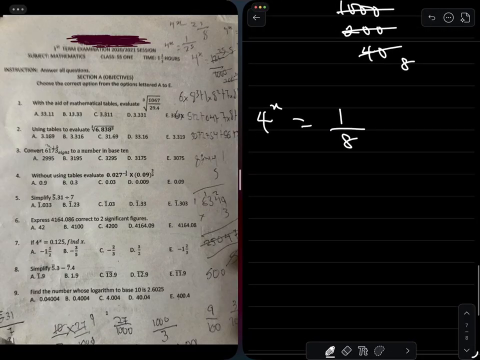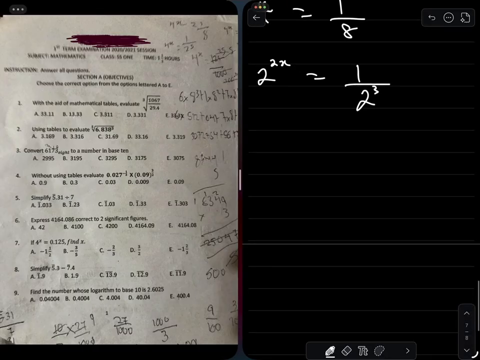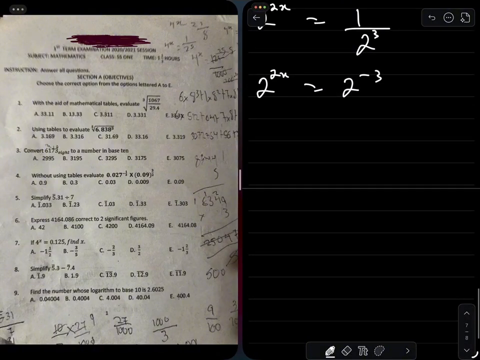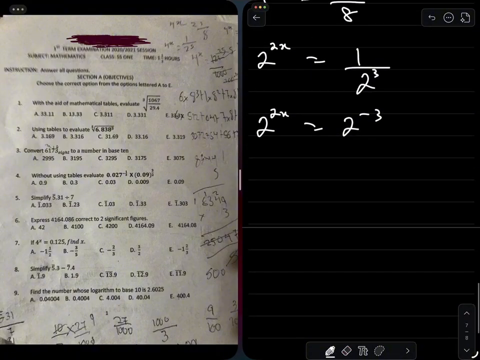1 over 8. Now we can write 4 and this 1 over 8 as powers of 2. 4 is 2 raised to power 2. So 2 raised to power 2 raised to power x will be 2 raised to power 2x. And this one will be 1 over 2 raised to power 3. So that simply means 2 raised to power 2x equals 2 raised to power minus 3. I hope you know how I got 2 raised to power 2x. Do you understand? Beautiful. So 1 over 2 raised to power 3 will be 2 raised to power minus 3.